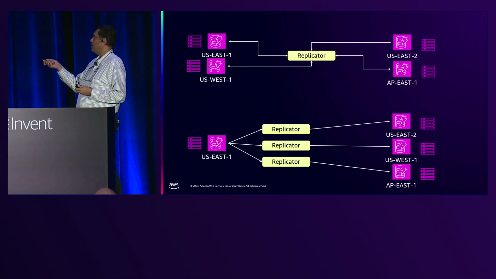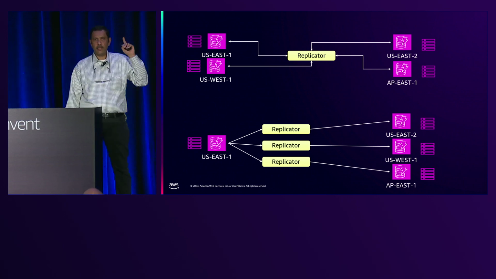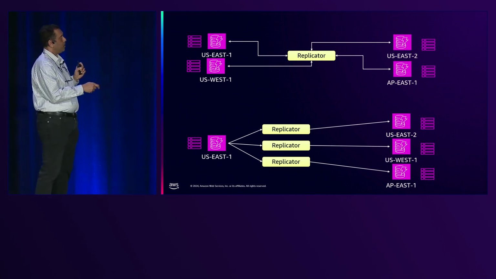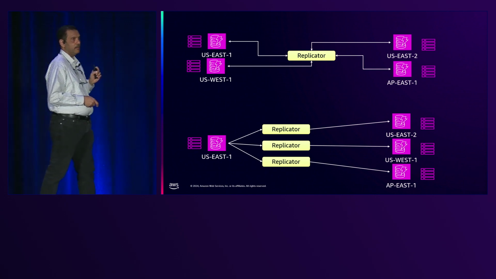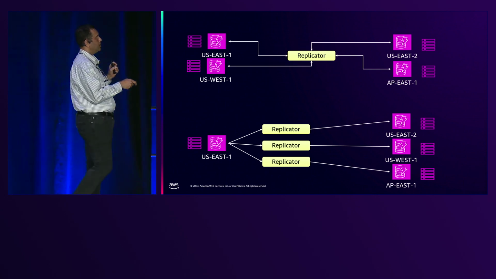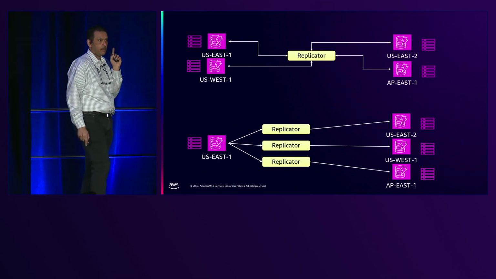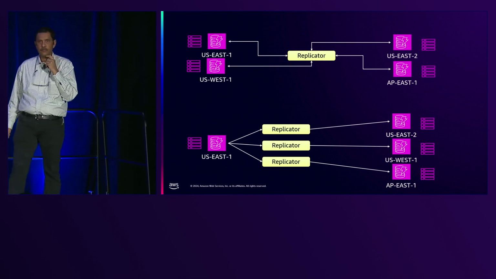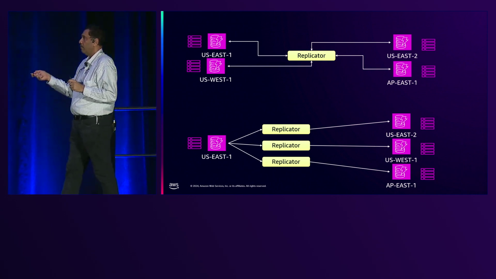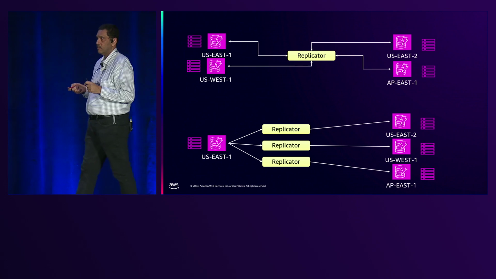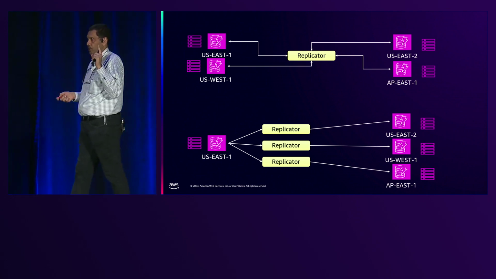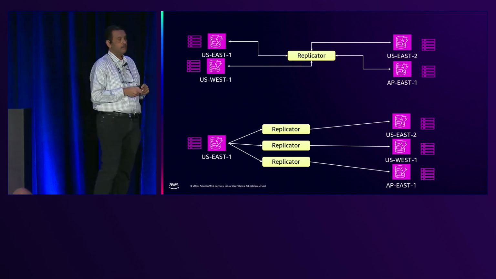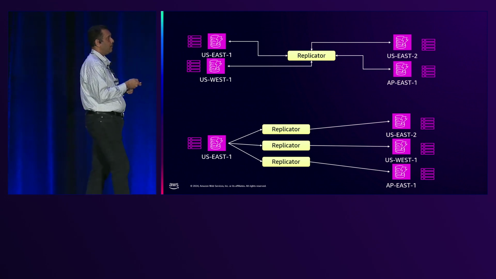Now, on the top, you have a replicator, 1, singleton. A write in US East 1 goes to the replicator, goes to AP East 1. A write in US East 2 goes to the other 3 through the same replicator. Okay? Here's another architecture. Every combination of regions in one direction you have a replicator. These are two choices. So we thought about this one, and we thought about this one.